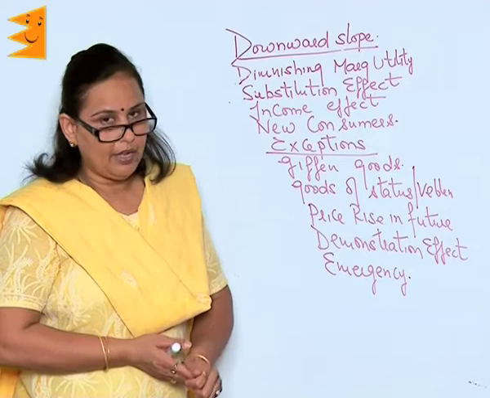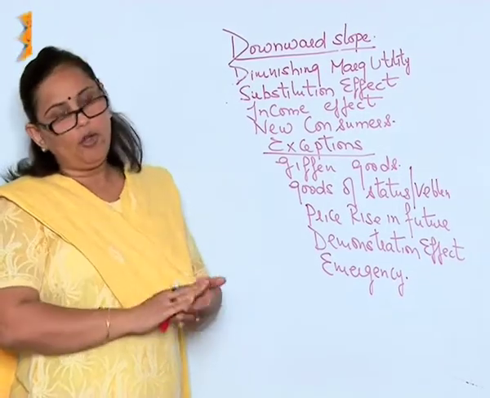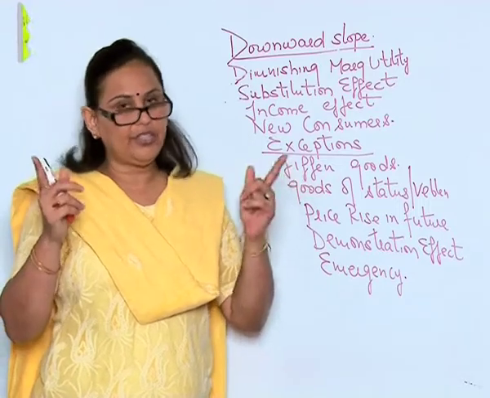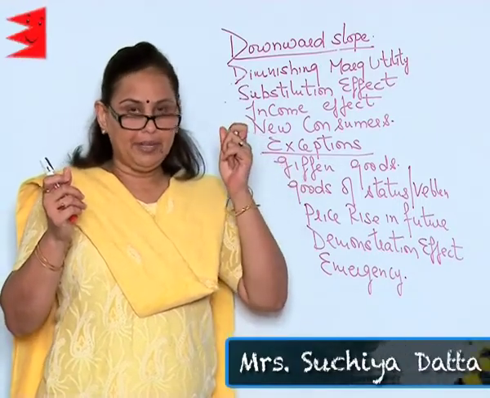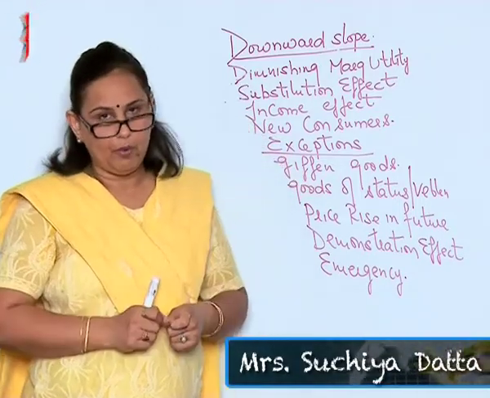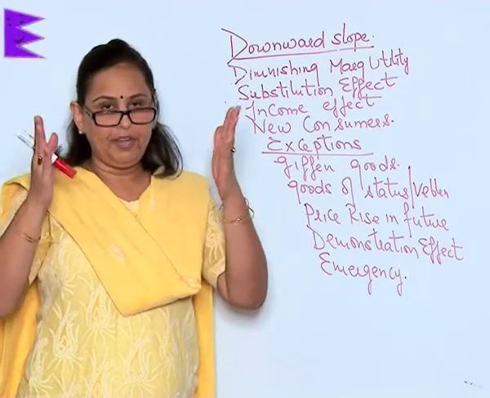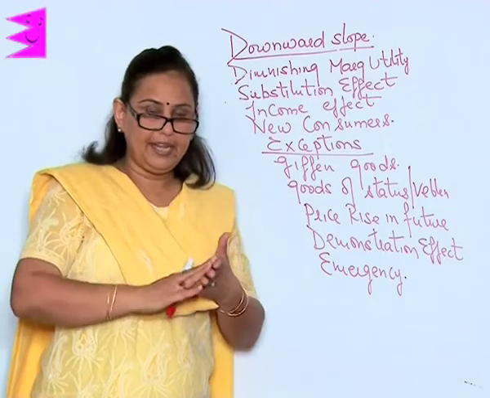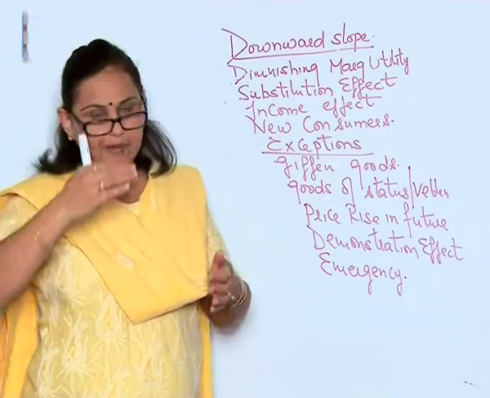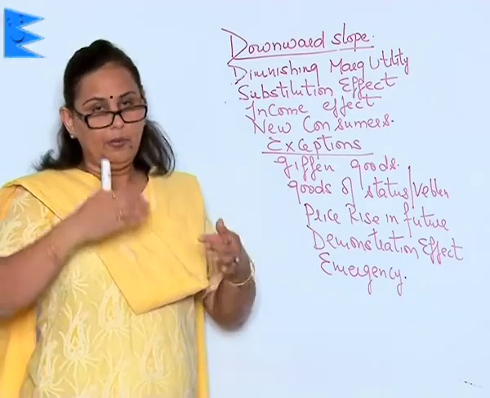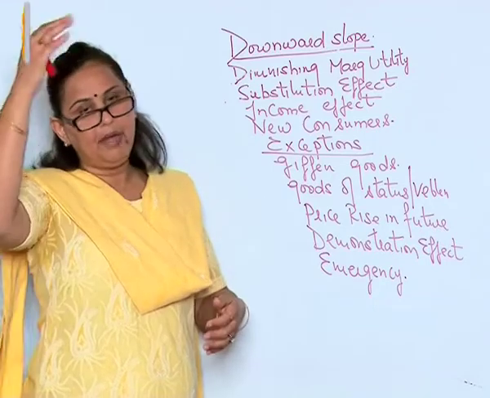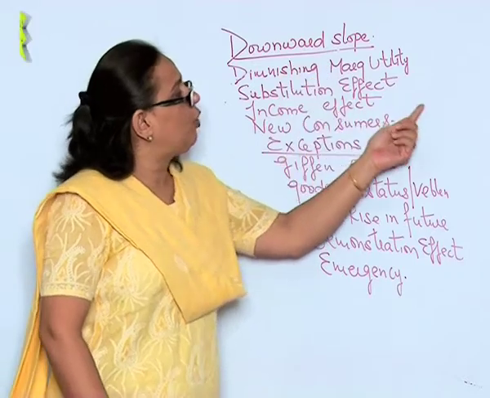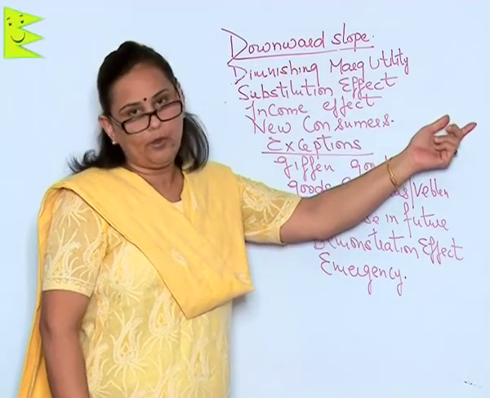The demand curve obeys the law of demand, which states that there is an inverse relationship between the demand and price of a commodity. They always move in opposite direction, as it is again and again stated: when the price rises, the demand comes down. When the price comes down, the demand rises. And thus, the demand curve is always a downward slope.